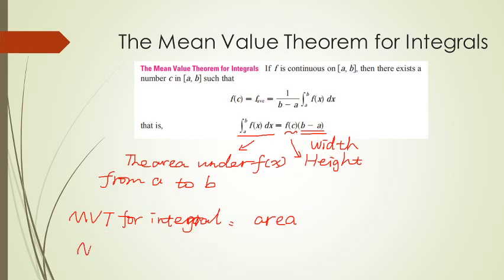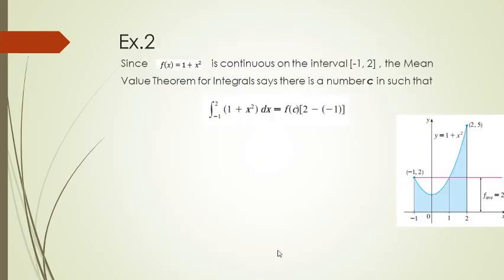And then the mean value theorem for differentiation, which talks about the slope of the tangent line equaling the slope of the straight line connecting two endpoints, right? So we can also understand that integral and differentiation are inverse procedures to each other. Okay, now let me go through a little quick.